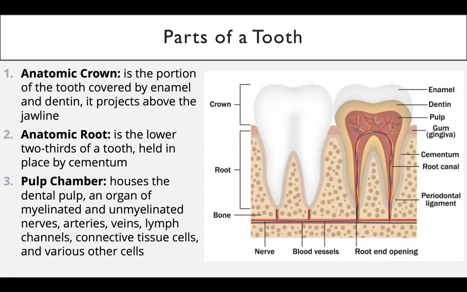So before going into the cavities, let's revise the parts of a tooth. We have the anatomic crown, which is the portion of the tooth covered by enamel and dentin. It projects above the jawline. This is the anatomic crown. And then we have the anatomic root of a tooth, which is the lower two-thirds of the tooth, held in place by cementum, and its apex is inside the alveolar bone. The pulp chamber houses the dental pulp, an organ of myelinated and unmyelinated nerves, arteries, veins, lymph channels, connective tissue cells, and various other cells. That is the pulp chamber.